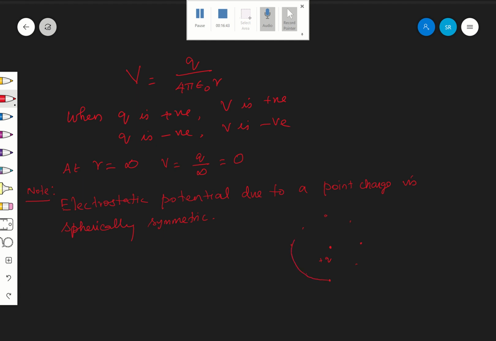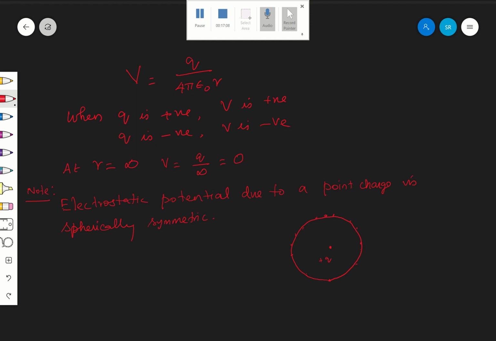I think you are following. Therefore, at every point at the same distance, the electric potential is the same. Each and every point which is at the same distance from the charge will have the same electric potential. Therefore, the electric potential due to a point charge is spherically symmetric.